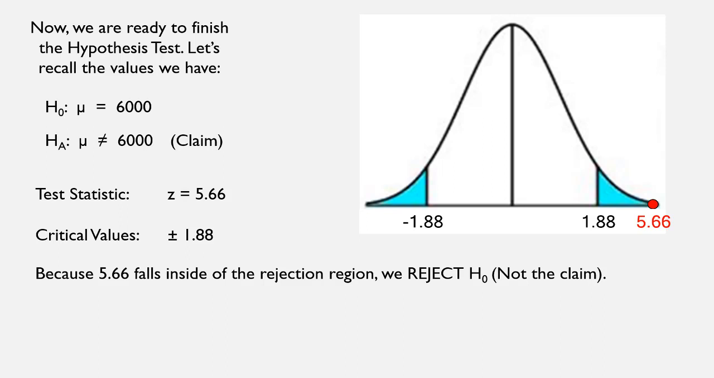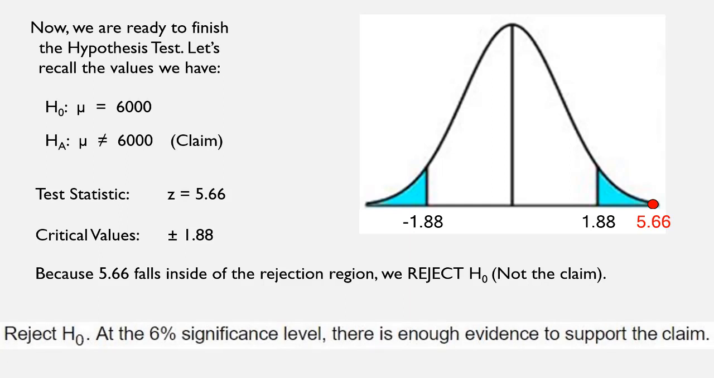But remember, H naught was not the claim. The claim was HA, and we're always writing our summaries in reference to the original claim. So when we reject H naught, we're supporting HA. So we should write our answer in such a way that we are supporting the alternative hypothesis. So our final answer here is we reject H naught. At the 6% level of significance, there is enough evidence to support the claim which was HA. And that's your answer.